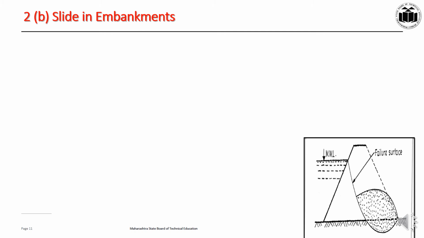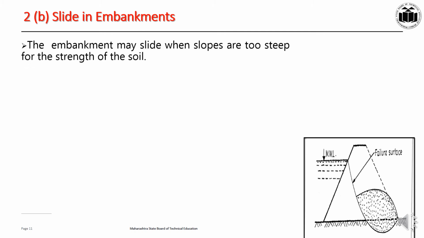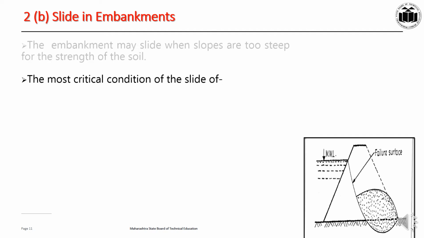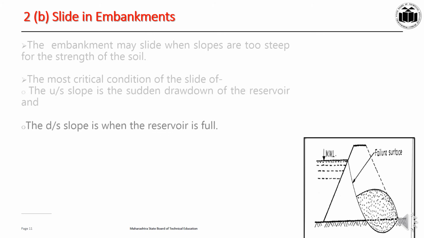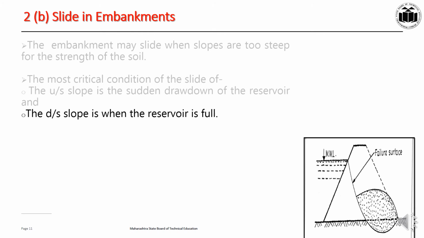Now, the second condition, sliding of embankment. The embankment may slide when the slopes are too steep. If there are too steep slopes, then sliding of embankment happens. The most critical conditions of the slide are, for the upstream slope, sudden drawdown of the reservoir, and for the downstream slope, when the reservoir is full. These two conditions are most critical.